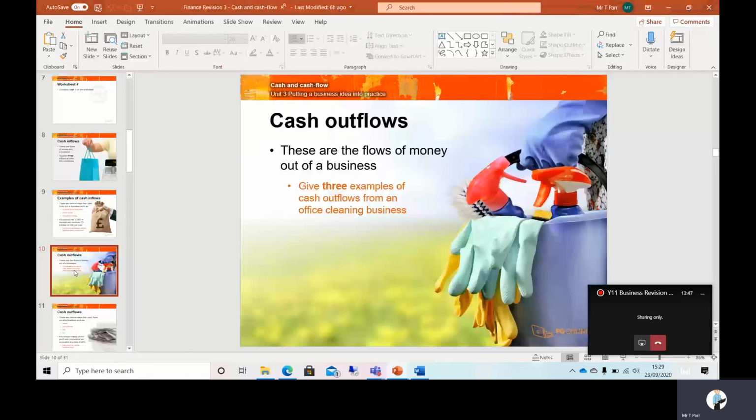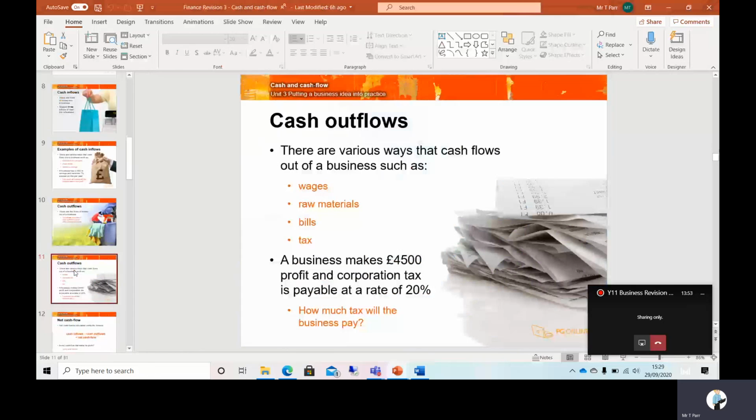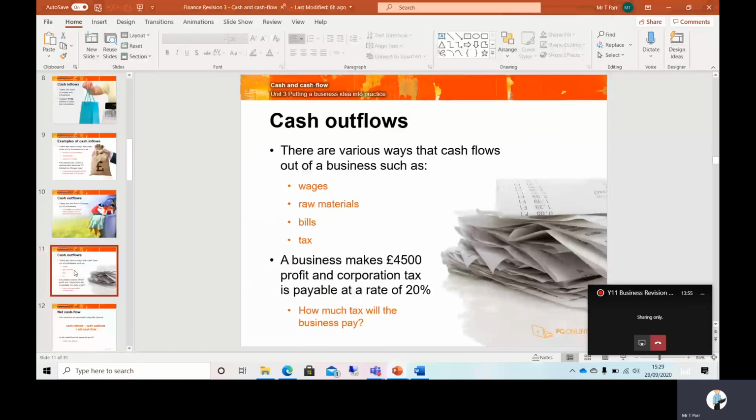Okay, cash outflows is your expenditure. The money you have to spend. So for example, it could be on your raw materials. In shoes, that could be leather, could be rubber, that sort of thing. It could be bills you're paying, it could be tax you have to pay, wages of the workers, the money going out. But it tends to be worked on a monthly basis.